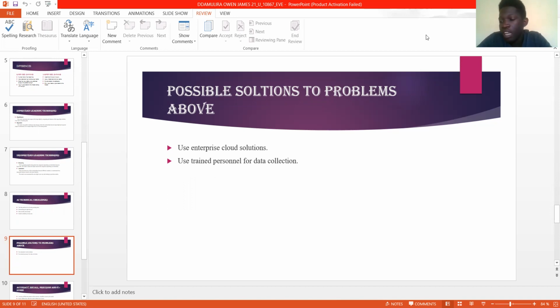Use a trained person for data collection, someone who's not biased. Remember, someone who's trained will know what to do. But someone who's not trained, say he's a Muslim, will collect only Muslim data, and Muslim may be like only odd numbers. Sorry, but that's just an example, so don't take it into reality. It's just an example.